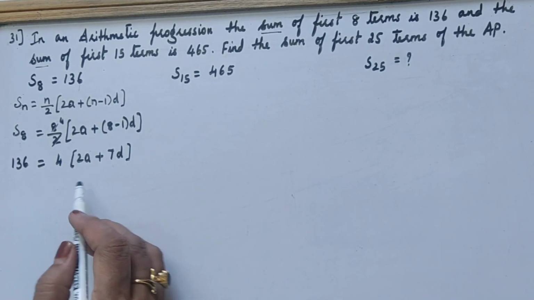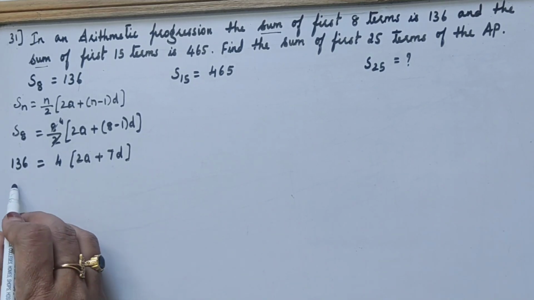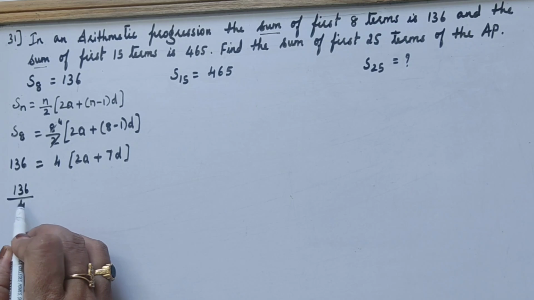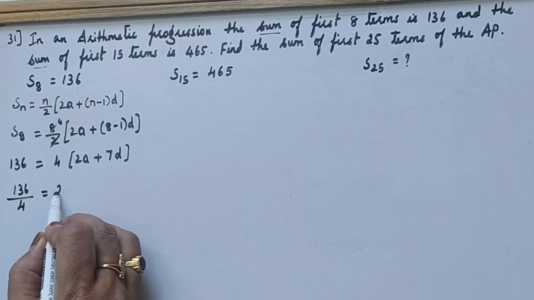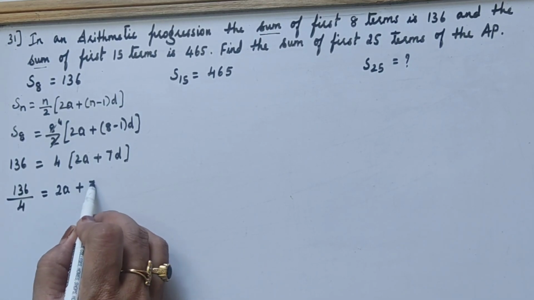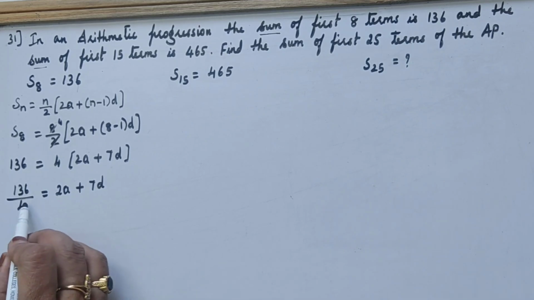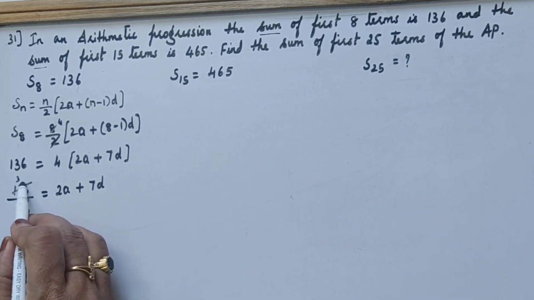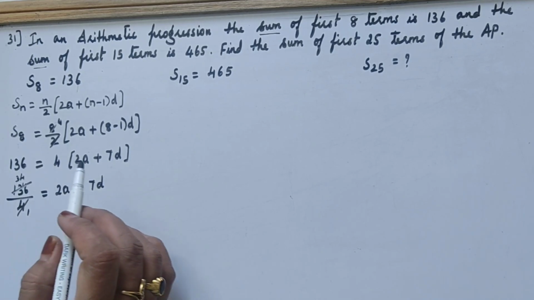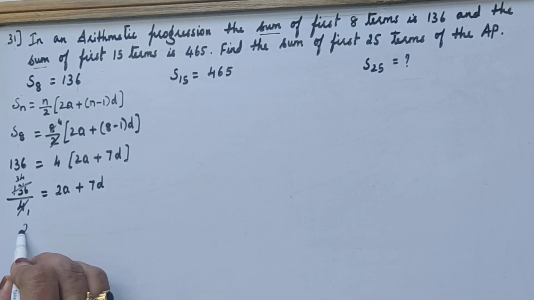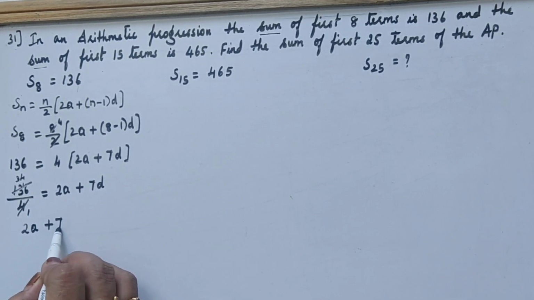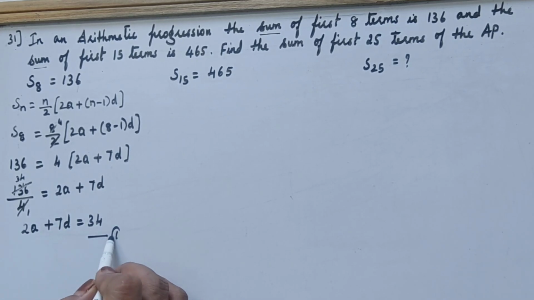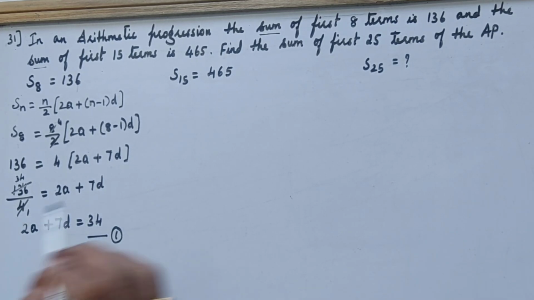Hope this is clear. Now we'll take this 4 down. 136 upon 4 equals 2a plus 7d. Okay, so now 4 ones are 4, 4 threes are 12, 1 remainder, 4 fours are 16. Now I get here 2a plus 7d equals 34. Let me make this equation 1, right?